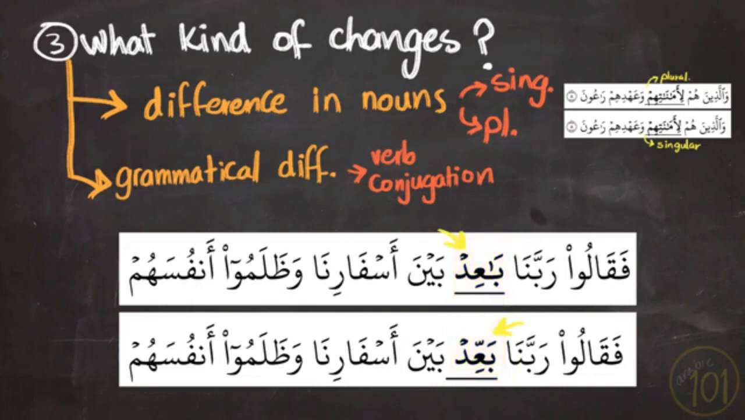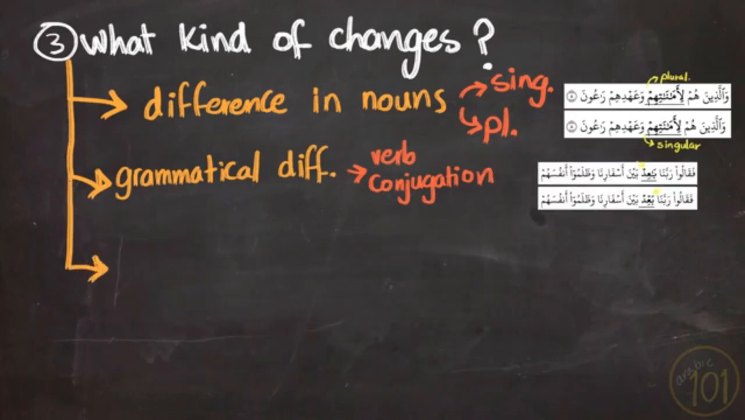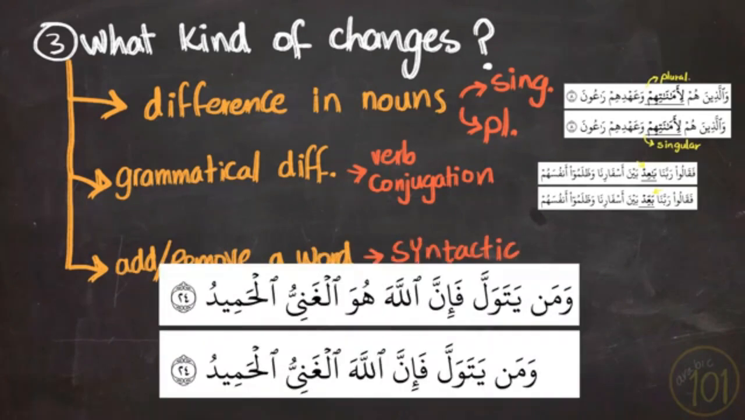Another type of variation is the absence or the addition of a word, and this is one of its examples. وَمَن يَتَوَلَّ فَإِنَّ اللَّهَ هُوَ الْغَنِيُّ الْحَمِيدُ. وَمَن يَتَوَلَّ فَإِنَّ اللَّهَ الْغَنِيُّ الْحَمِيدُ. Notice here that the change is merely syntactic, meaning that it doesn't affect the meaning of the ayah, but just the choice of words to say the same thing.